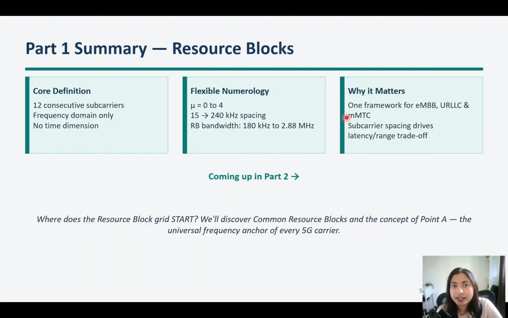In part 2 of this series, we will answer the next big question. Where does this resource block grid actually begin? That's where common resource blocks and the concept of point A come into the picture.